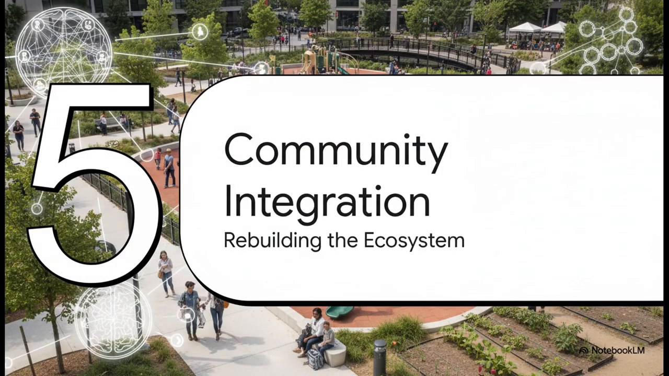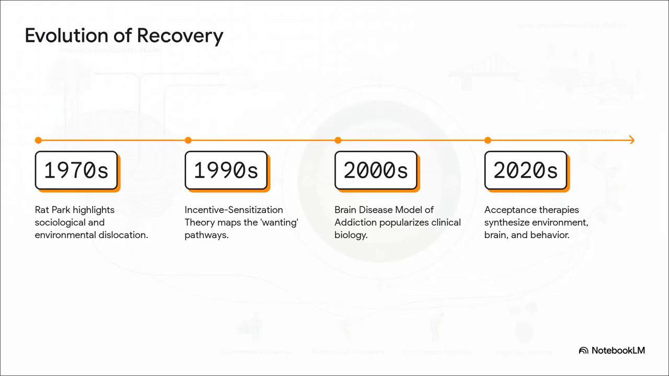Finally, Section 5, Community Integration. It's time to rebuild the ecosystem. Because sustained recovery fundamentally requires rebuilding a healthy environment. Just look at how our understanding has evolved over the decades. Back in the 1970s, Rat Park showed us the profound dangers of environmental dislocation. Then in the 90s, we mapped the brain's wanting pathways. The 2000s brought the brain disease model, which really highlighted the clinical biology of it all. And now, here in the 2020s, we are seeing acceptance therapies that synthesize all of this together: the environment, the brain, and our behavior. It is a truly holistic view of human healing.